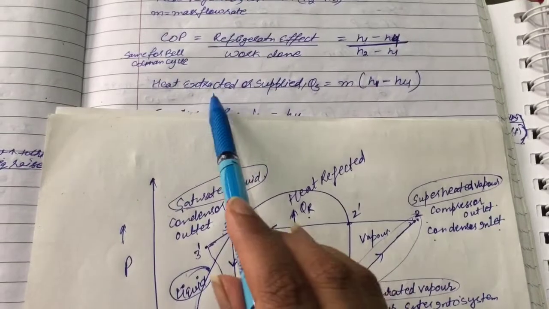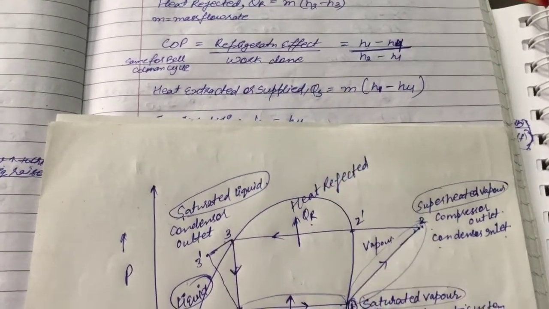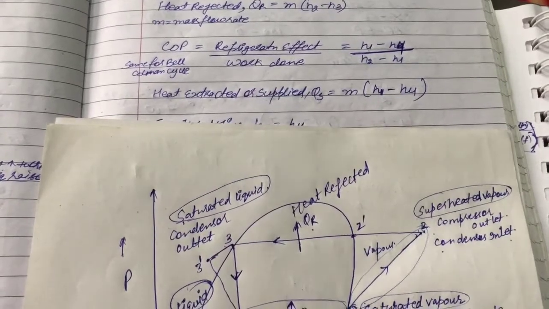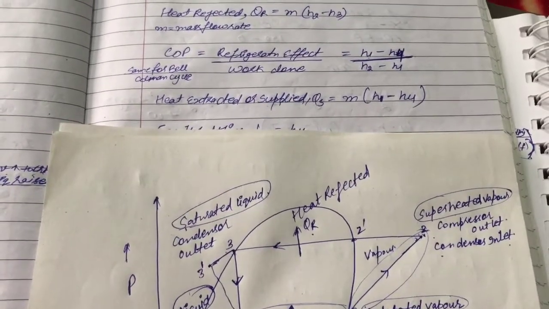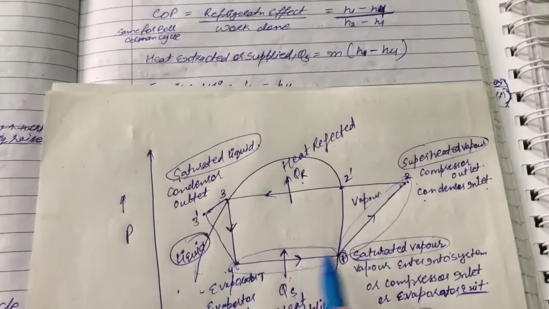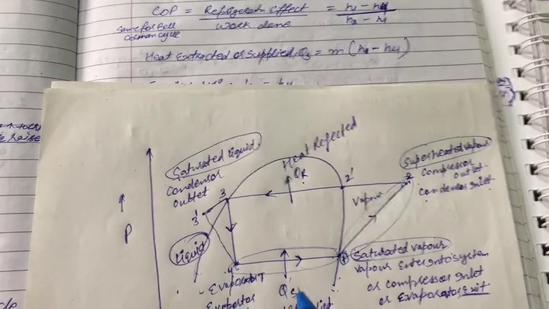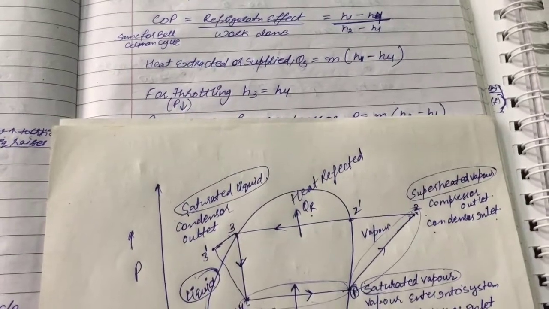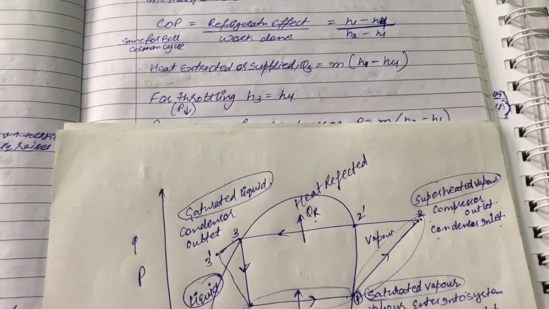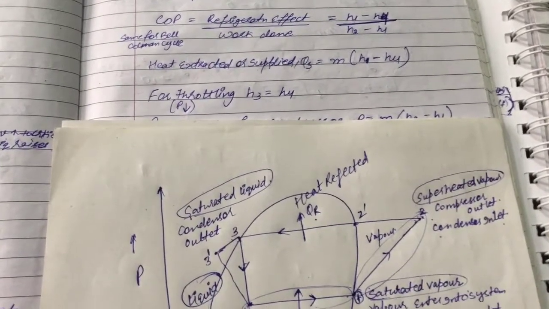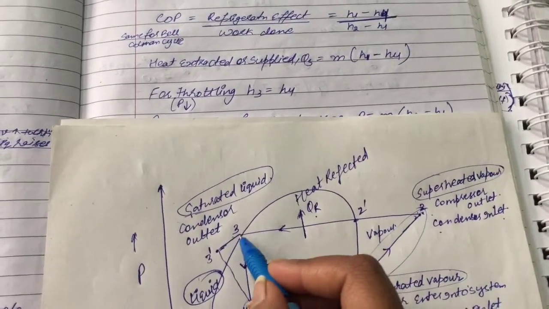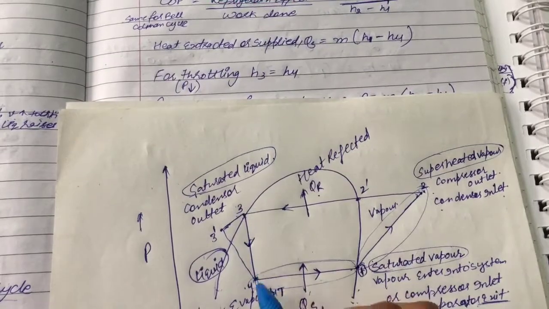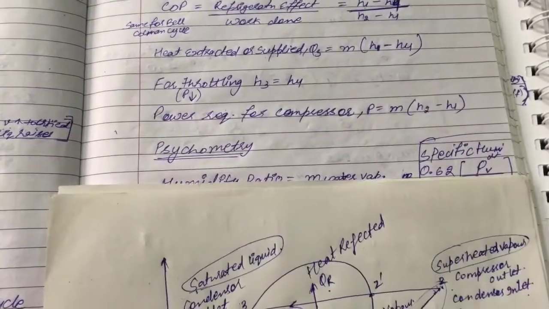Next we have heat extracted or supplied, that is QS, this part. It would be M into (H1 minus H4). If it is stated in the question that the process is throttling, which means pressure is decreased, in that case H3 would be equal to H4. H3 and H4 would be equal for a throttling process.